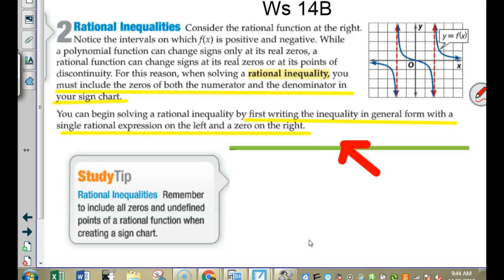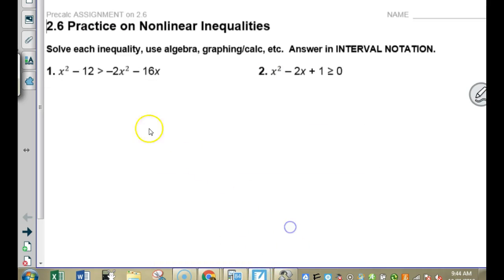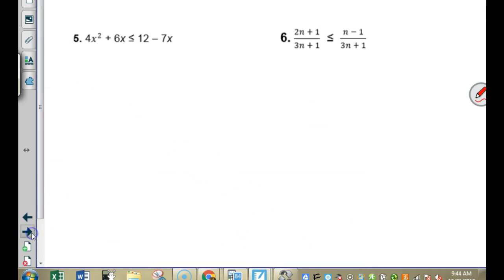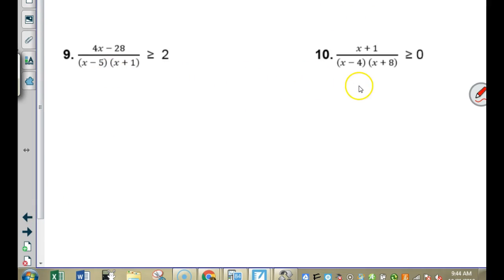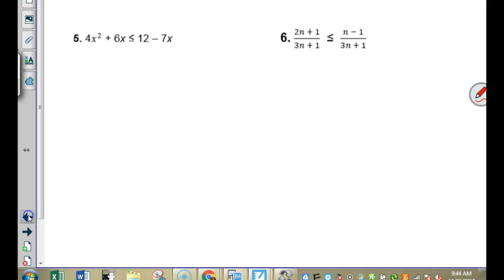This is not an easy section, okay? But there's one rule you have to remember when you do these. Okay, let me show you what these are going to look like. This is your homework tonight, starting with number 6, 7, 8, 9, and 10.